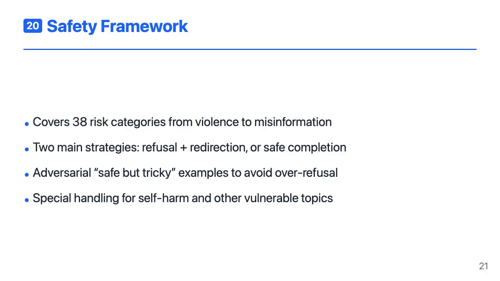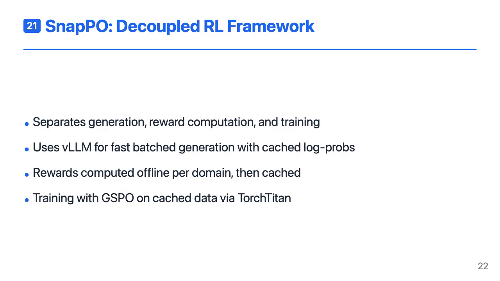To avoid over-refusal, they also include adversarial examples where the query looks dangerous, but is actually educational or benign, and they train the model to answer those appropriately.